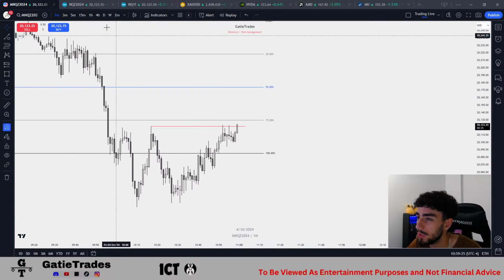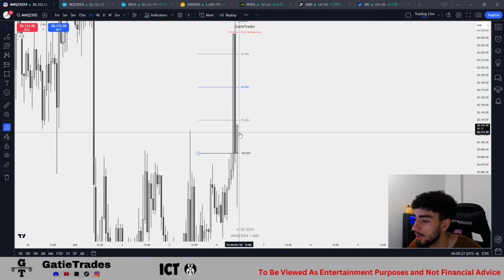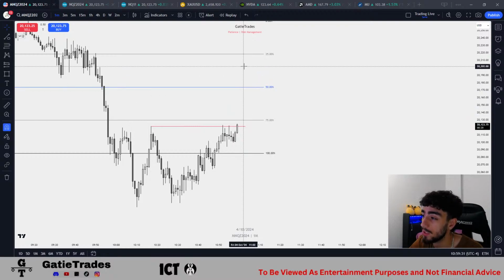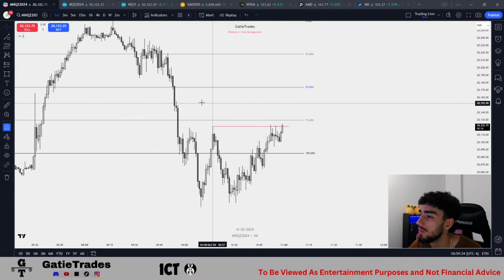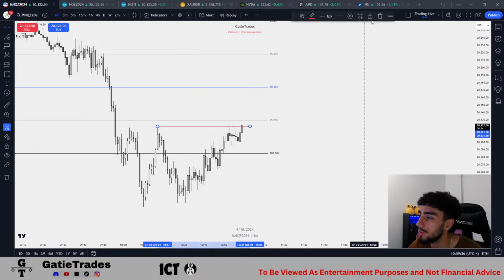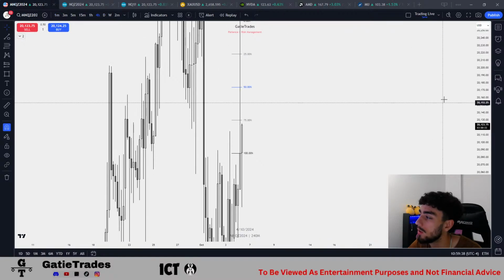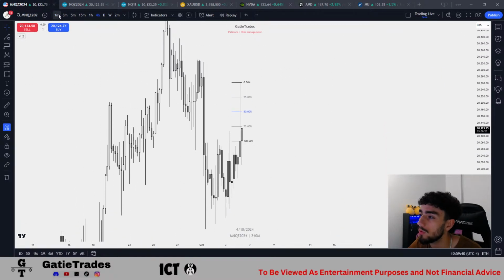But for me, it doesn't make sense because the hourly candle flipped bullish after hitting the key level. So I'd expect it to start making its way higher. 75%, 50% of the wick, maybe. Could even undo the whole move.